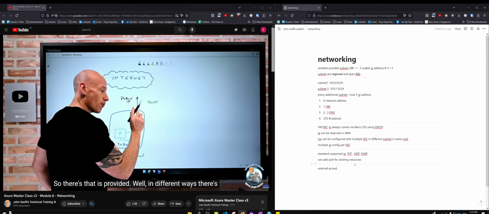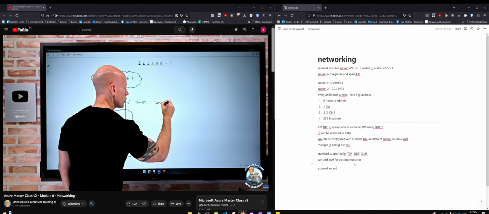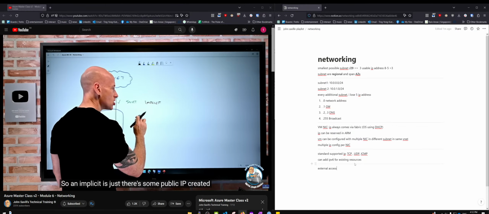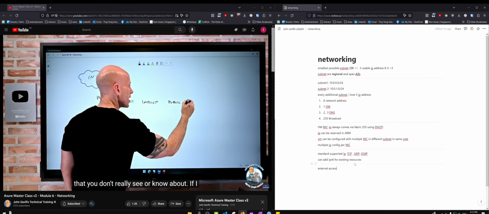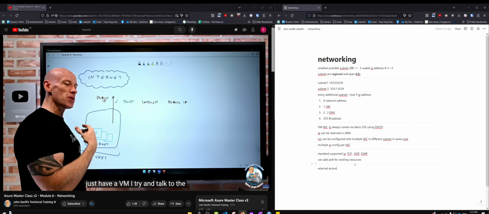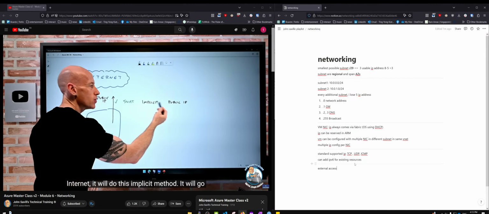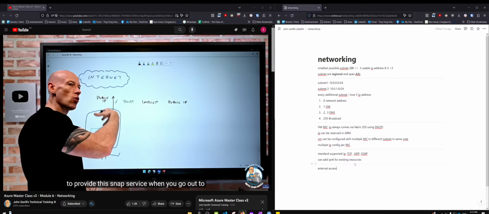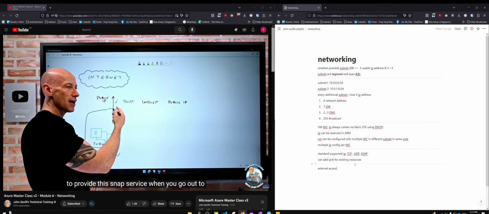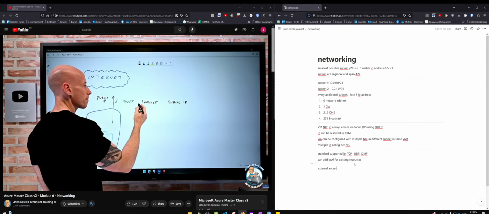So this SNAT is provided in different ways. There's an implicit one. Implicit just means there's some public IP created that you don't really see or know about. If I just have a VM and I try to talk to the internet, it will use this implicit method. It will allocate a public IP and use it to provide this SNAT service when you go out to the internet and let the responses come back.